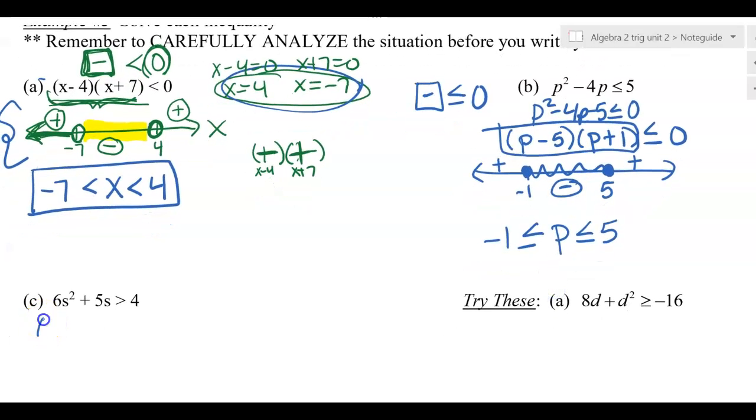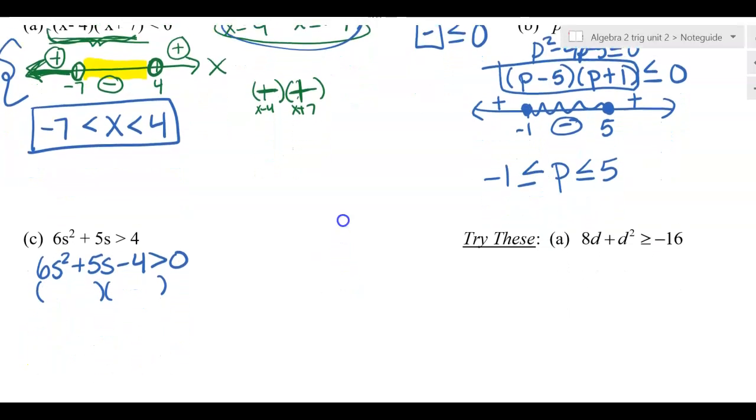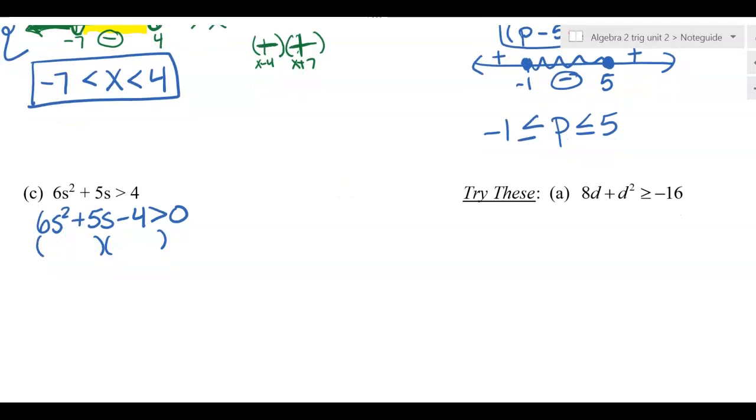So again, bring the 4 over. Okay, you can't compare it to 4. You need to compare it to 0. And then we want to try and factor it. First would be, I mean, you can use quadratic formula, but then the numbers aren't going to be as nice. And so factoring would be kind of my first go-to every time. So I don't know. Let's see. I'm going to try a couple things. You guys factor on your own. 6 and 4 is going to be too much. 8 and 3 will be good. Okay. There we go. So 3s plus 4 and 2s minus 1.